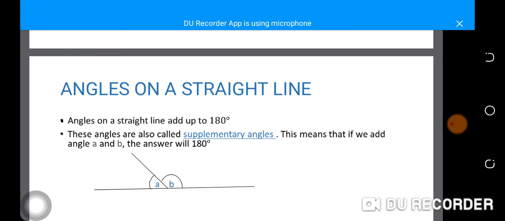These angles are called supplementary angles. Now let us have a look. We have angles A and B. These angles are called supplementary angles. They add up to 180 degrees. It means that A plus B is 180 degrees.